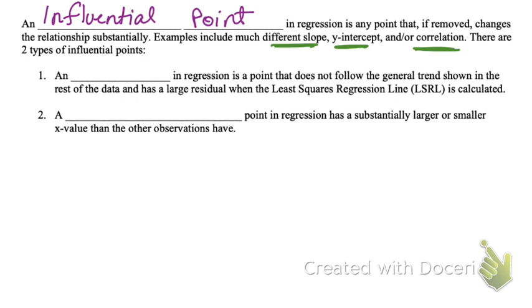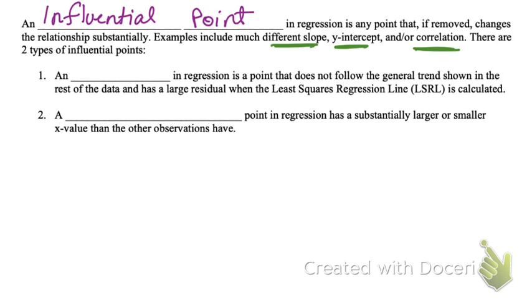Now, there are two types of influential points, okay? Kind of like you could say, there are two genders, right? Male and female. Well, there's two influential points. One is going to be called an outlier. The other one is going to be called a high leverage point. They are both influential points. It just depends on what kind of influential point it is.